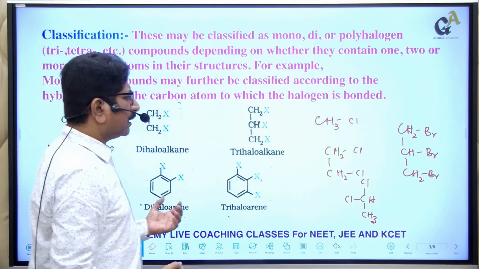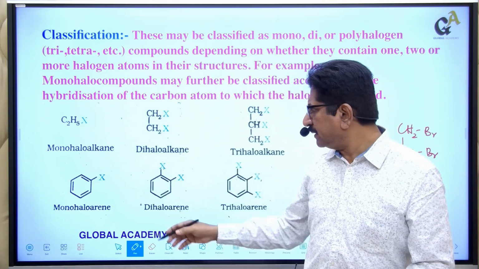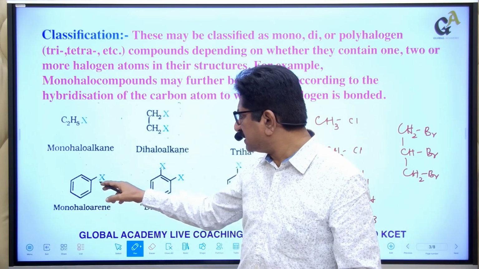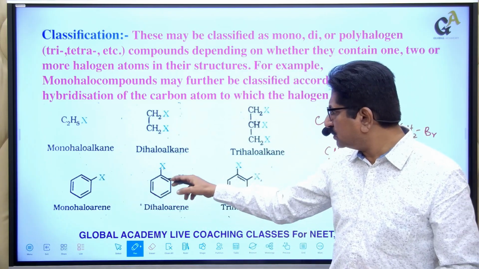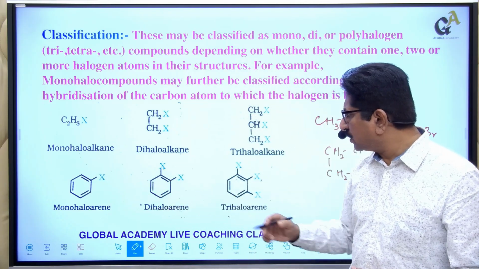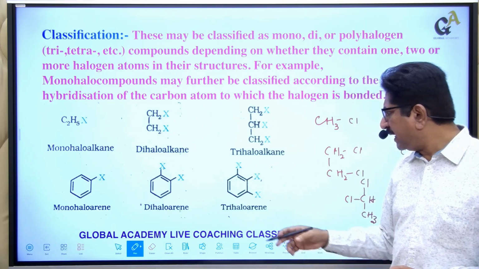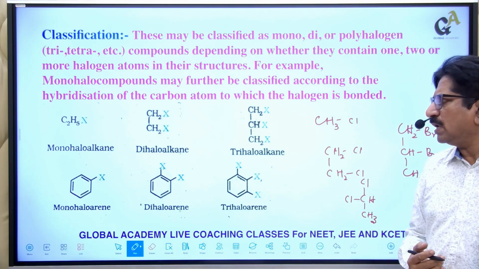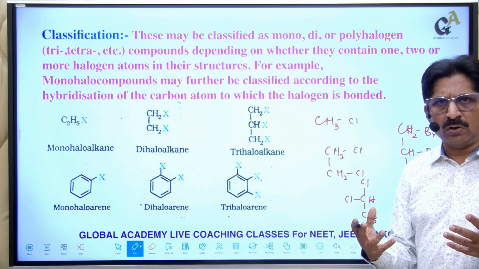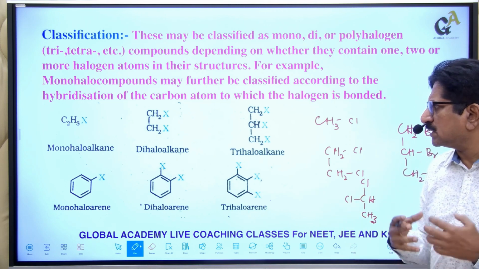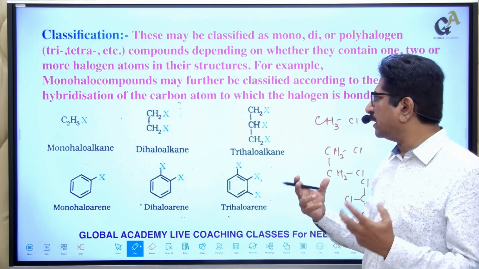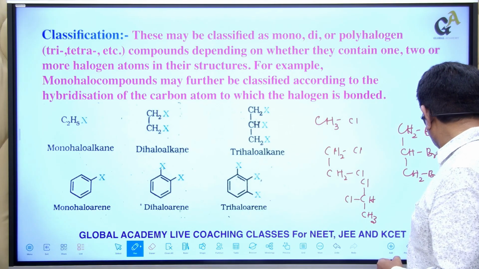Similarly, in the aromatics, there are monohaloarenes with one halogen on the benzene nucleus, dihaloarenes with two halogens on the benzene nucleus, and similarly trihaloarenes. So depending on the number of halogen atoms, they are called mono, di or trihalogen compounds.